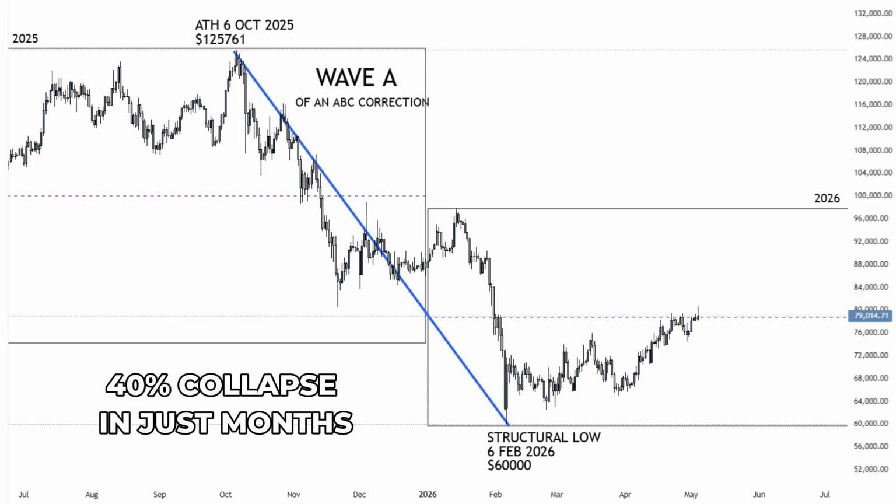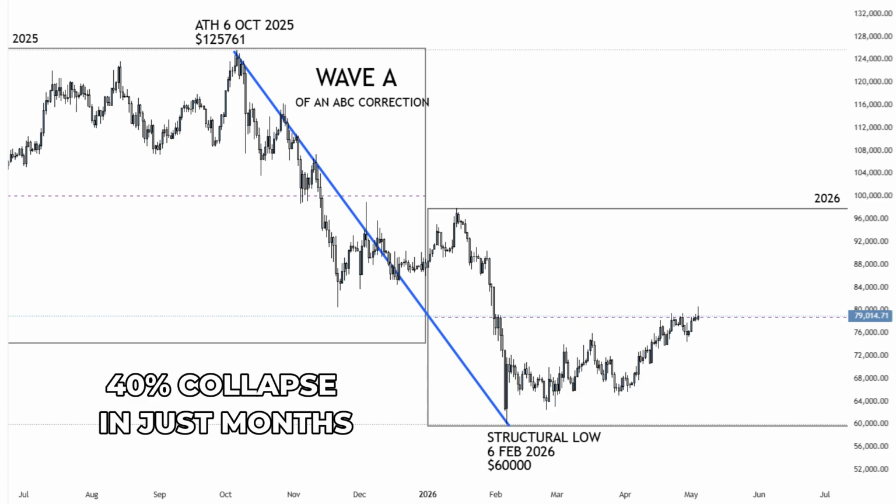Large holders who had accumulated near the $126,000 peak began to panic sell, accelerating the decline. The nomination of Kevin Warsh as Federal Reserve Chair signaled the end of the easy money environment that had fueled the bull run, and risk assets sold off immediately.